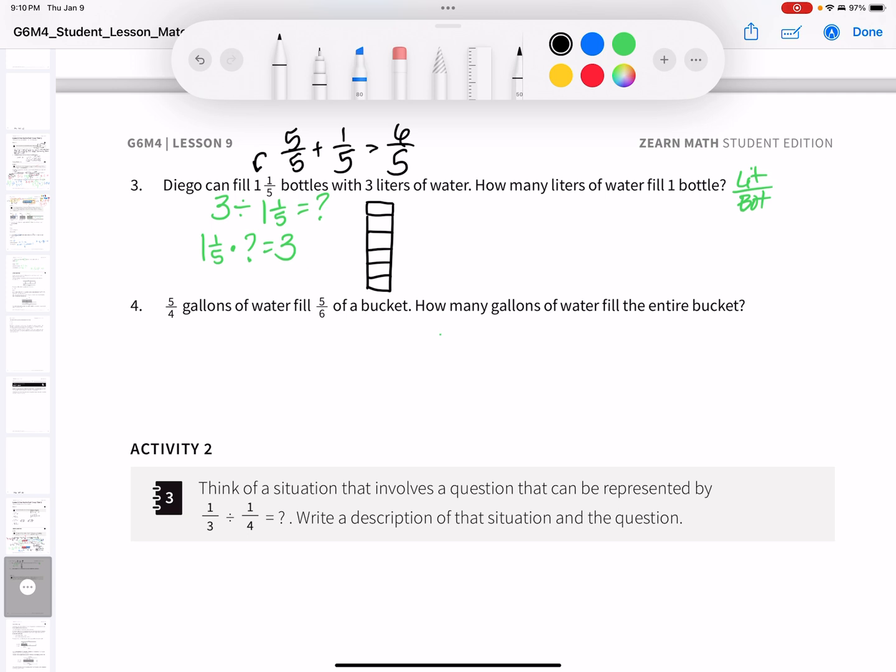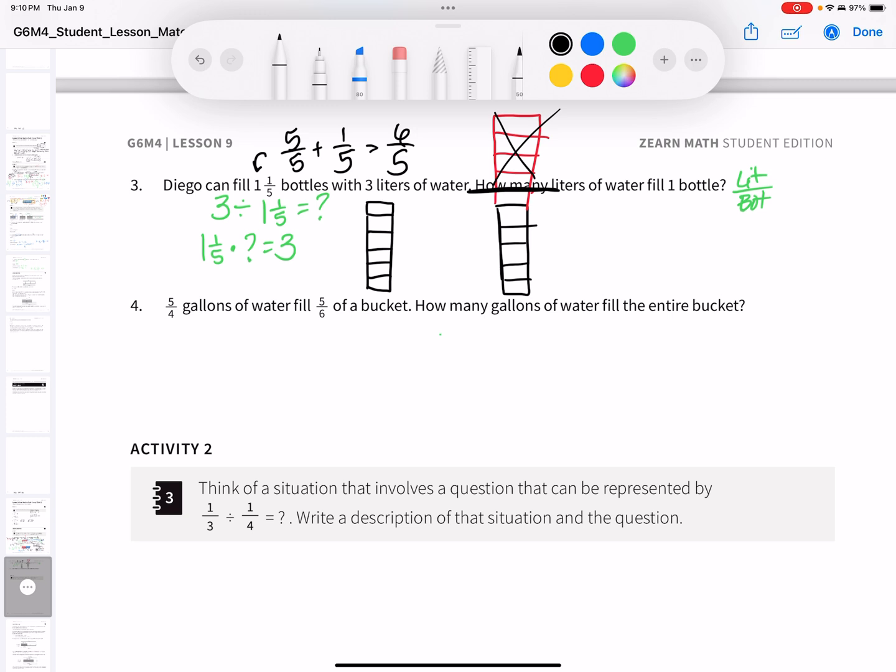Now you could have drawn a whole other bottle, right? So you could have gone like this. Here's my 1 bottle, 1, 2, 3, 4, 5. And then here's my other bottle, 1, 2, 3, 4, 5. But we only want 1/5 of that. So we're only going there, right? And we're ignoring this. We could totally do that.